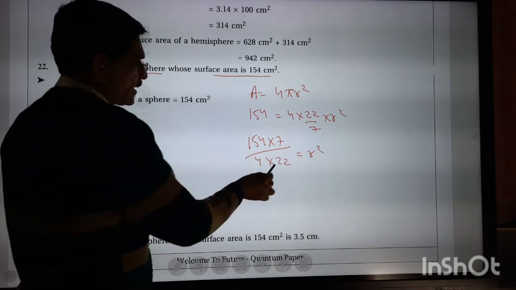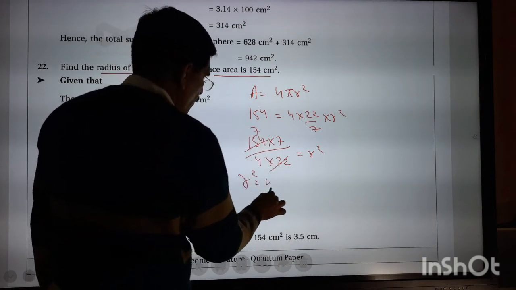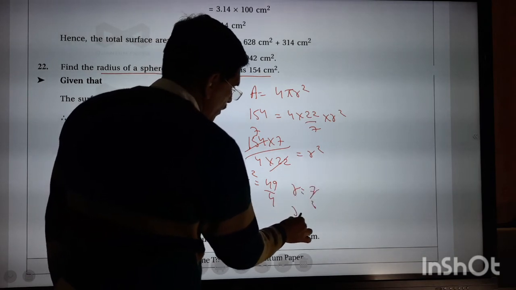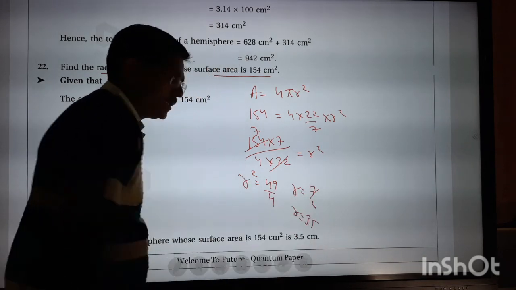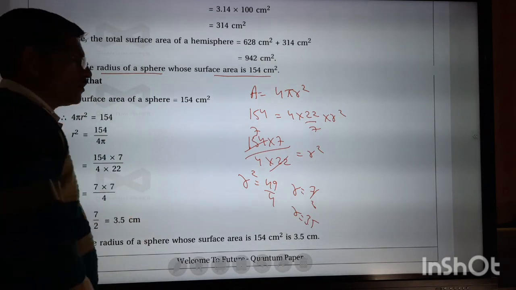But how we can cancel? If you will see, here it is 7. So r square is equal to 49 by 4. Therefore r is equal to 7 by 2. So r is equal to 3.5 centimeter. By using it, we can also find out the volume of sphere also.